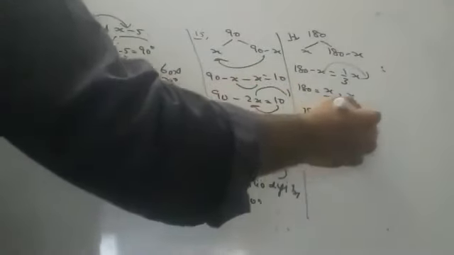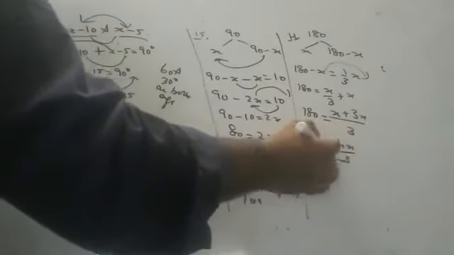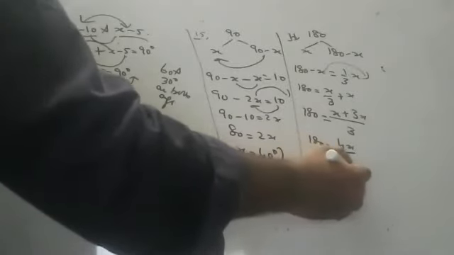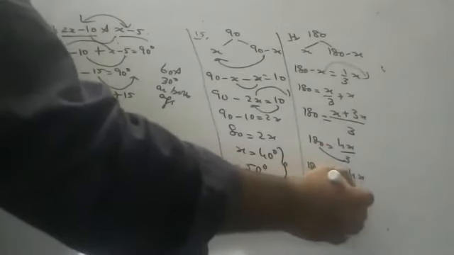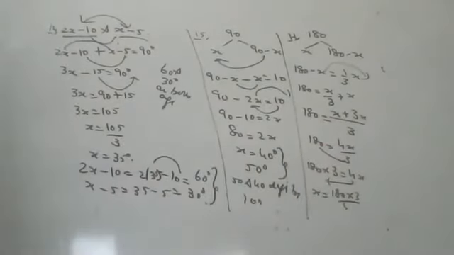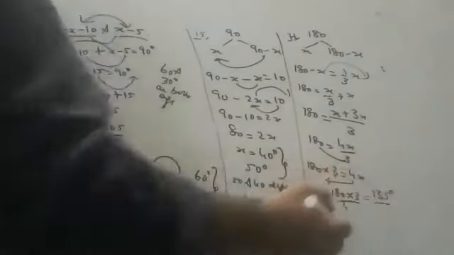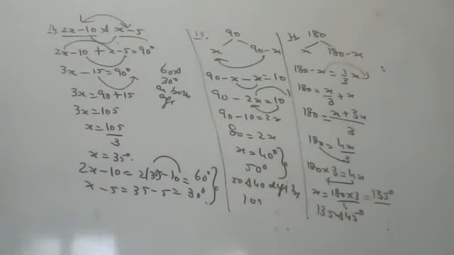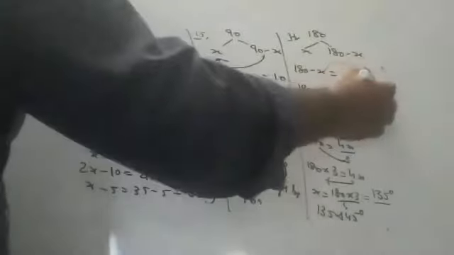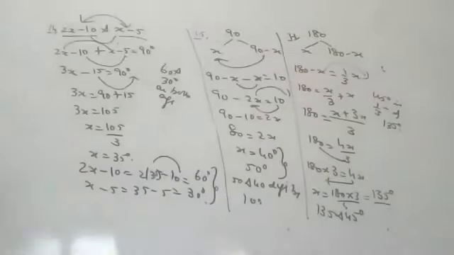So 180 is equal to 3x plus x over 3, so 180 is equal to 4x by 3. This 3 will come out. 180 into 3 is equal to 4x. So x is equal to 180 into 3 by 4. 180 by 4 is 45, and 45 into 3 is 135. So 135 and the other one is 45. So 45 is 1/3 of 135. What do you write? 45 is 1/3 of 135 degrees. You should write like that, children.